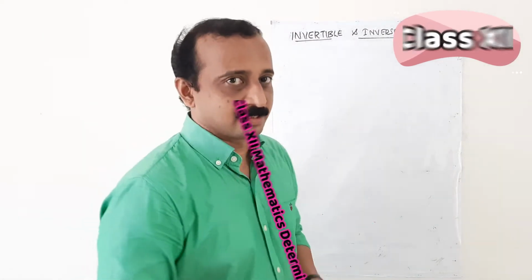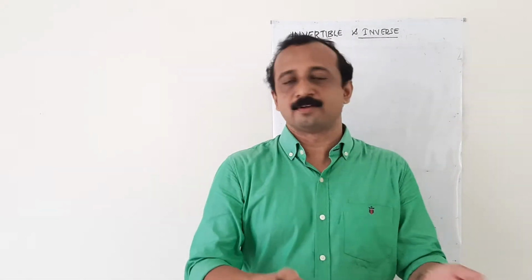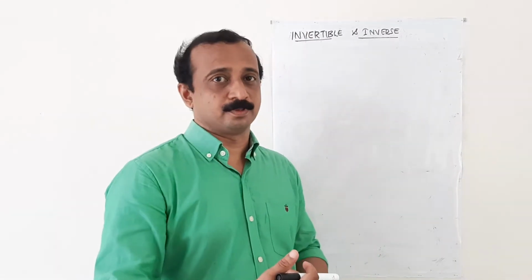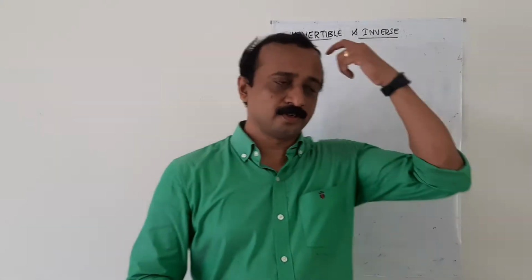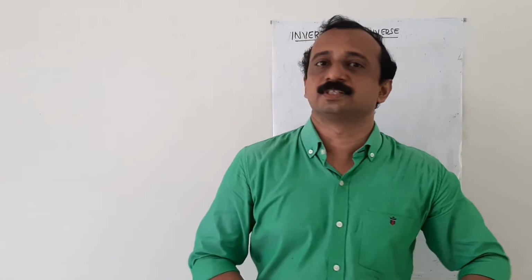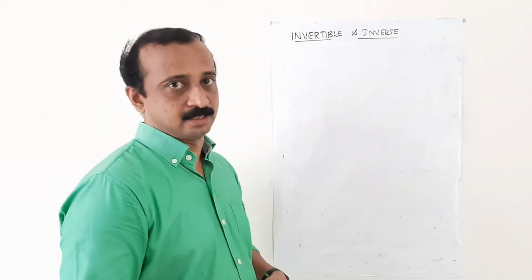Today, we have to discuss our next topic: the determinant, invertible, and inverse of a matrix. What is invertible and what is the inverse of a matrix? Actually, it is a continuation of our last topic, adjoint. First of all, we discuss the definition of invertible and inverse of a matrix.